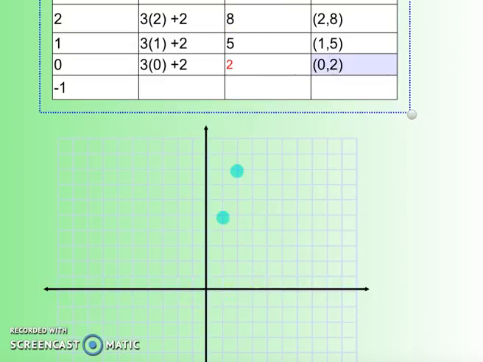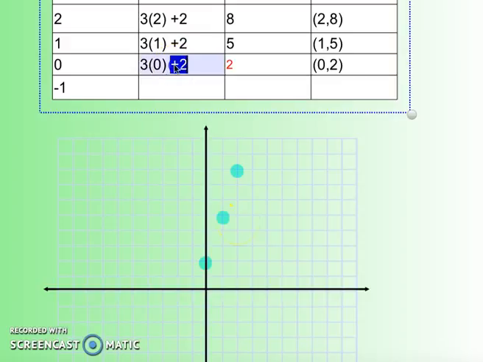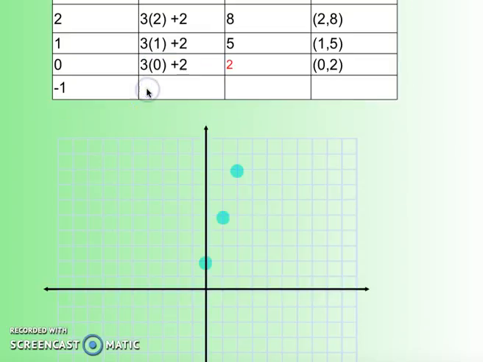And so if I plot that, look what happens. 0, 1, 2. What do you notice is happening with these points? Yeah, they're all lying on a straight line. Now if I plug in -1, we're going to try this. Does anybody know, and even use a calculator, what is 3 times a -1?